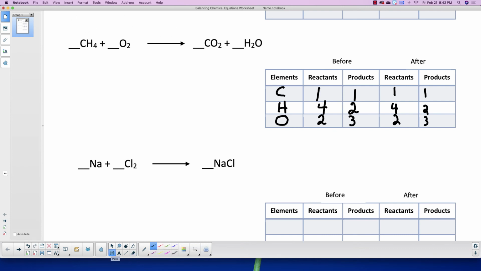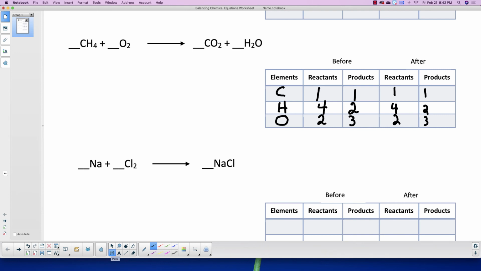Okay, so we see that both hydrogen and oxygen are off as far as numbers. Is there a compound on the product side that contains both hydrogen and oxygen? Yeah, there is. This is how I would approach this. I would go to that molecule right there, which is water, and I would try to even out the numbers of the oxygen and hydrogen.